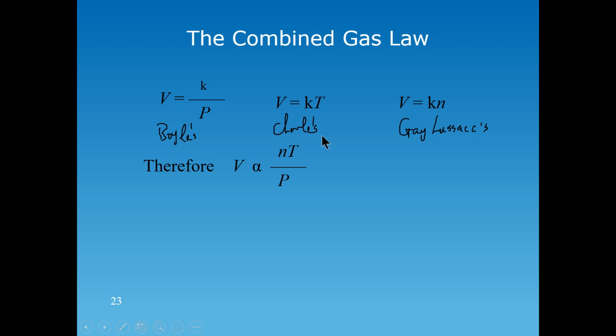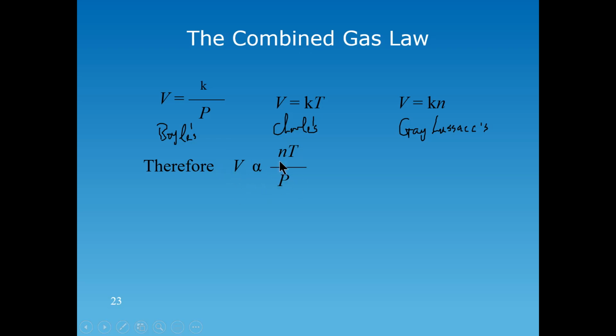In the case of Boyle's law, we have to keep the temperature and number of moles constant. In the case of Charles' law, we have to keep the number of moles and the pressure constant. And in the case of Gay-Lussac's law, we have to keep the temperature and pressure constant. So the question now becomes, what happens if all these variables change? Then we end up with a combination of these laws, which can be represented by this expression right here.